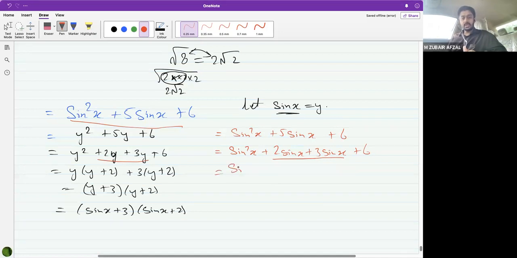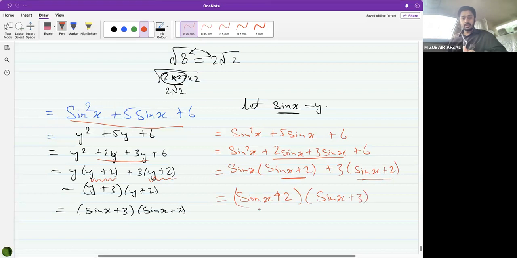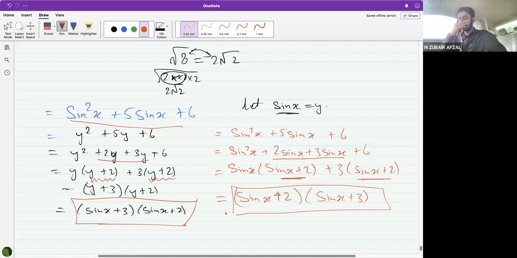So the next step is taking out sine x common, so we are left with sine x plus 2. Taking out 3 common, we are left with sine x plus 2. See, these two brackets are the same as it was the case here. So taking out the common bracket, sine x plus 2 into sine x plus 3. See, both of these are the same. This is just your writing ease. This depends on your practice.